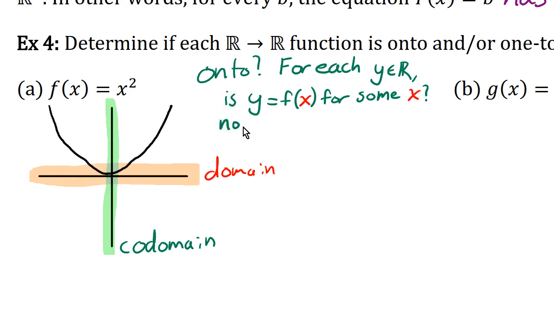For example, -3. If you try to make -3 equal to x squared, it's not going to work. So -3 is not equal to x squared for any x. So that means it's not onto.